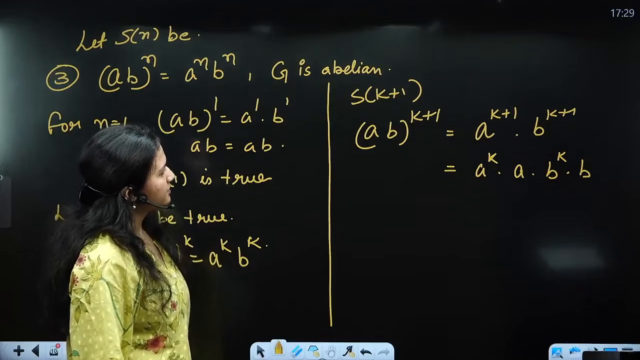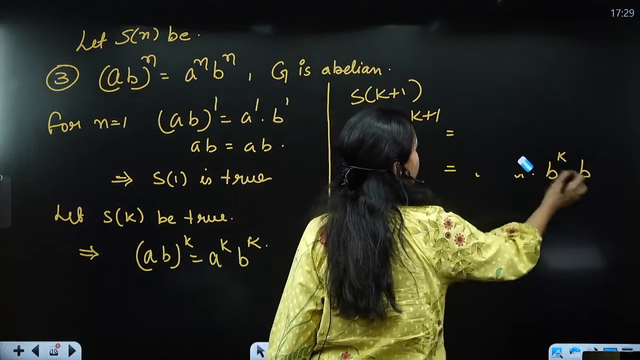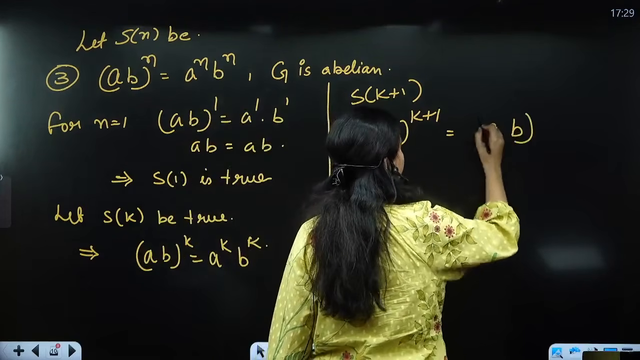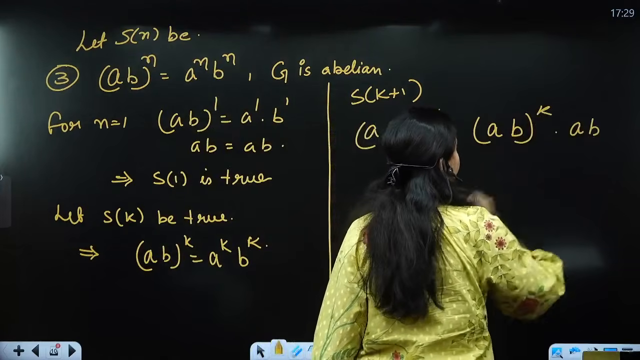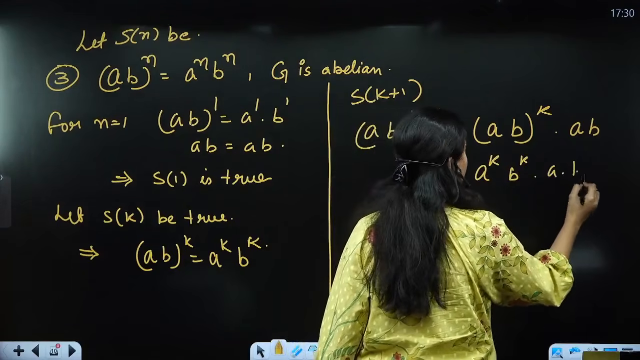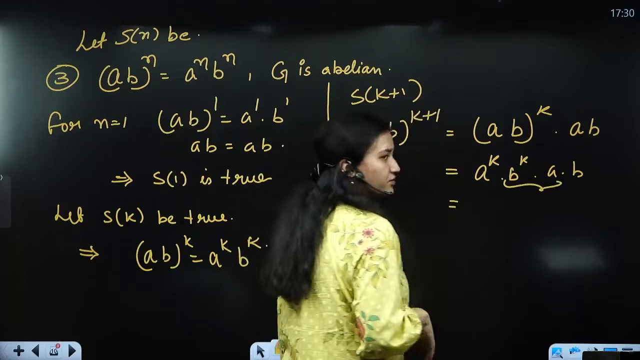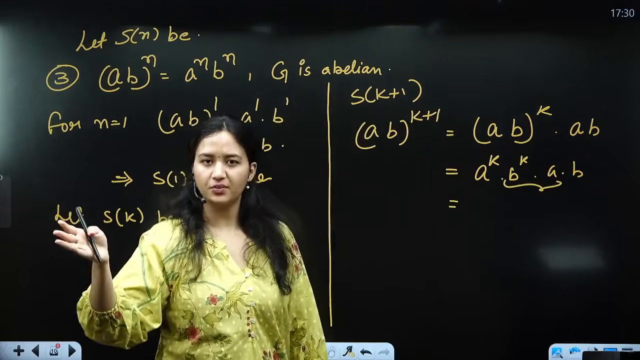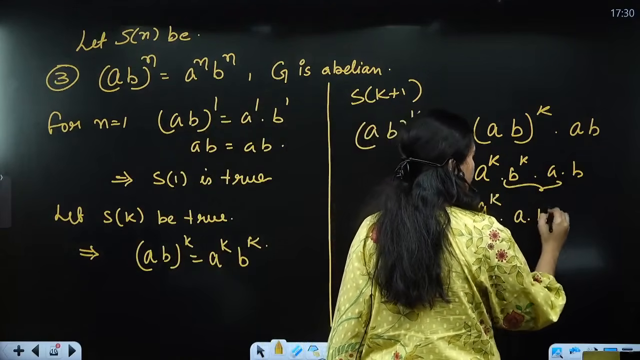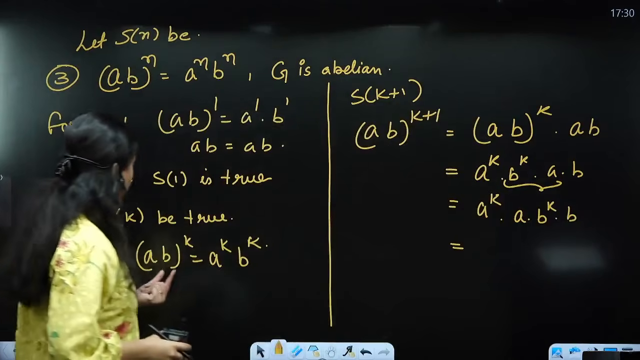The problem here is that we cannot write it as this directly. Wait. We can write it as (ab)^k · ab, right? So this is going to be a^k · b^k · a · b, right? Now, since it is abelian, can I switch these two values? What is abelian? a operation b is equal to b operation a, right? So this is going to be a^k · a · b^k · b.